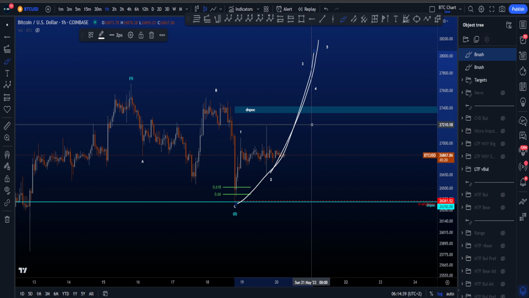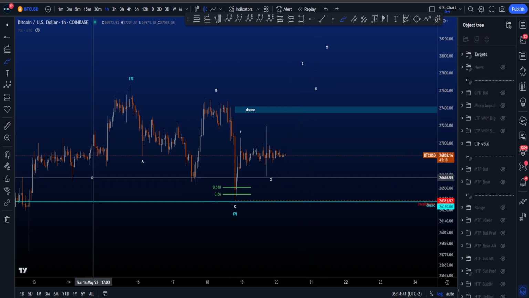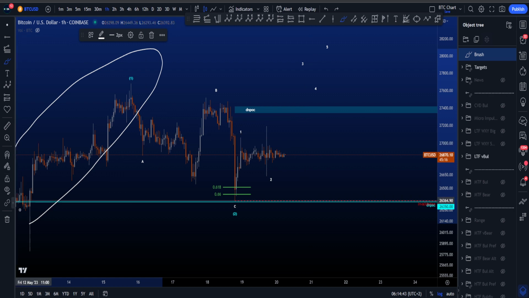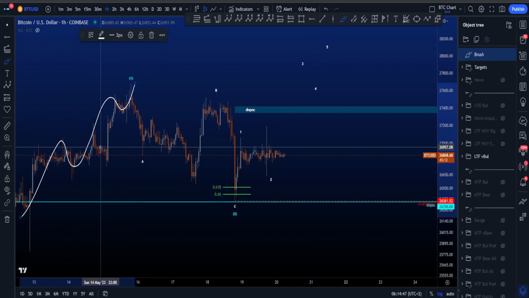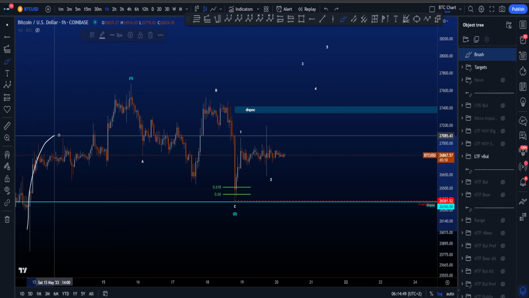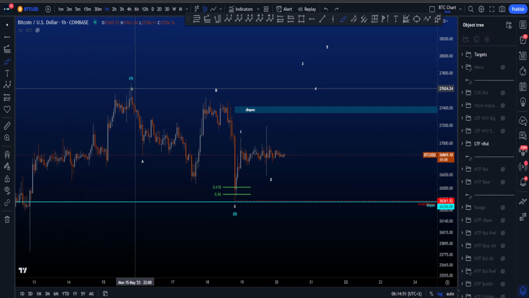Now there's two main reasons why this scenario is an alternative. The first one is that this wave 1 over here is very difficult to count in a nice 5-wave move to the upside. Just by looking at it, it looks more to be a 3-wave structure. So that is number 1.